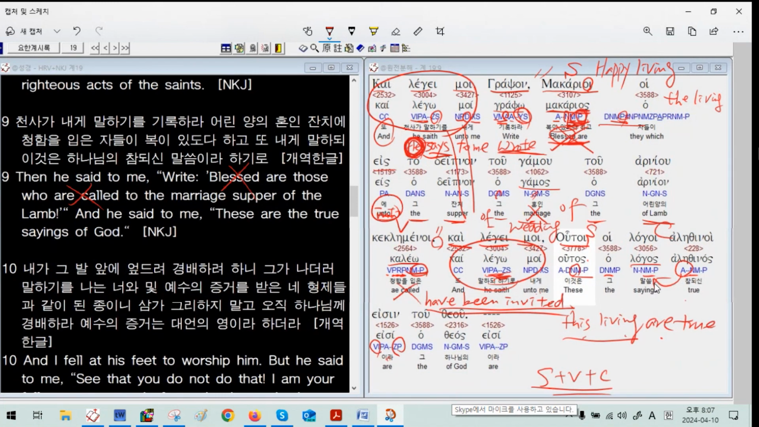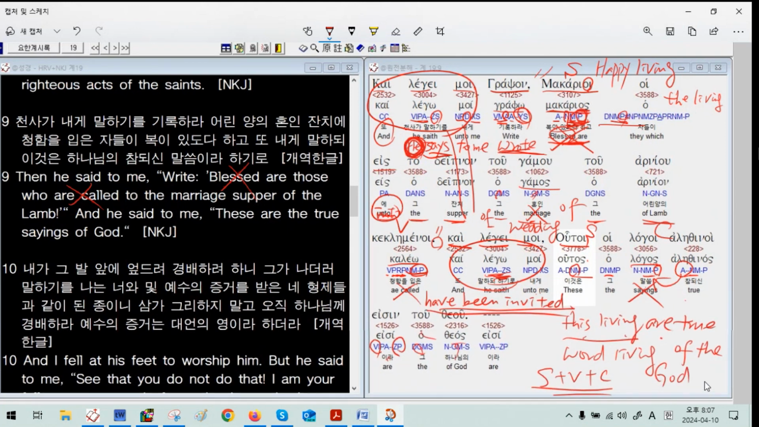Logos is not sayings, right? Logos is word. And then plural is what? Word living. And then genitive, genitive. Word living of the God. Right? So these living are the true word. If you don't want to say living, then words, right? Words of, you have to put the definite article. Only true God. The God.